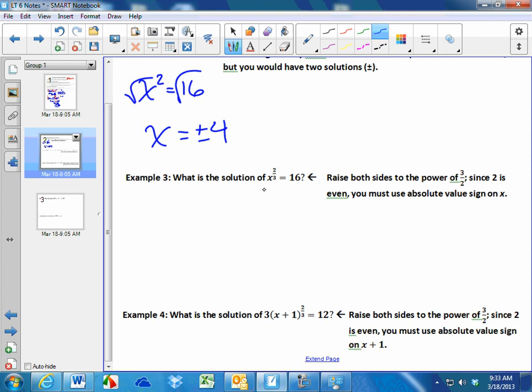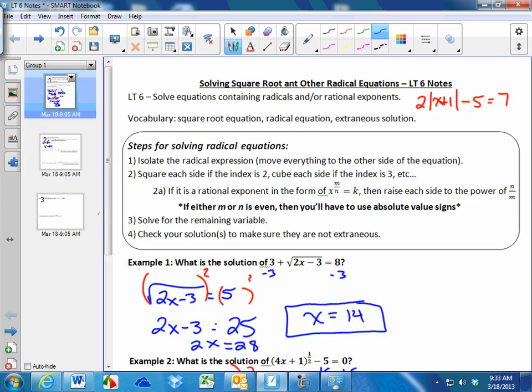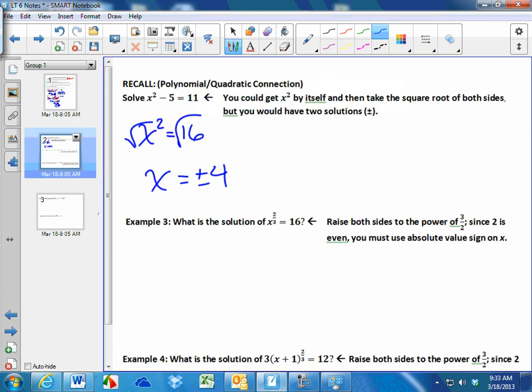What is the solution of x to the 2/3 equals 16? Well, if we look back at the first page, it tells us if it's a rational exponent in the form of m over n, x to the m over n equals k, then raise each side to the power of n over m, the reciprocal of the fraction. And then furthermore, it goes on to explain if either m or n is even, then you'll have to use absolute value signs. All right, so let's do this problem, follow the rule, and then talk about it.